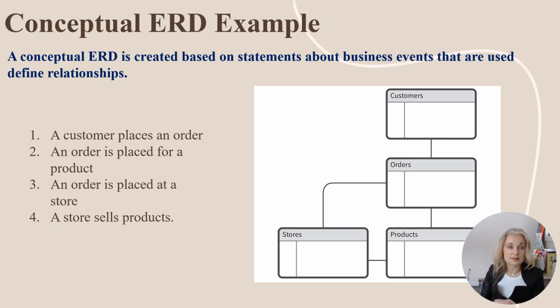Here's an example of a simple ERD. We have a customer who places an order. The order is placed for a product. An order is placed at a store, and the store sells the product. So as you can see, we have the connection between the customer and the order because the customer places the order. Where do they place the order? At the store. So we need to link the store to the order. And then they purchase a product. So we need to link the product to the order, but also the product to the store.